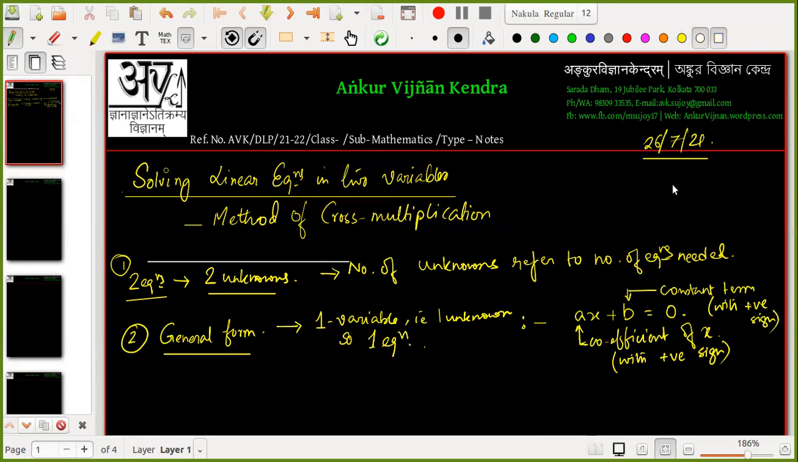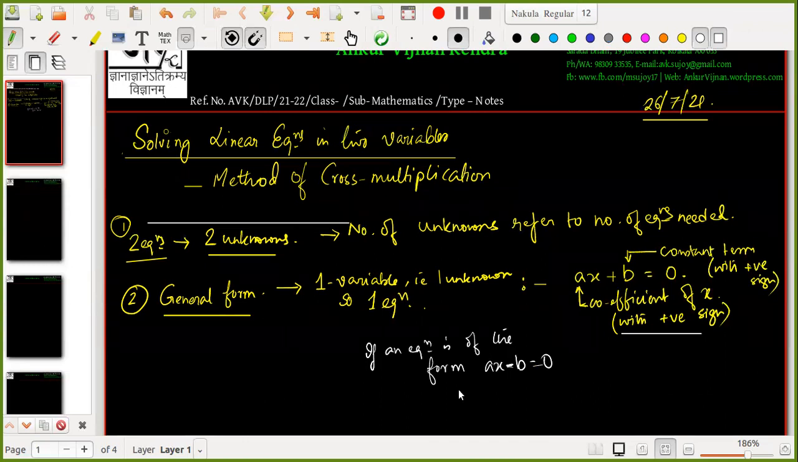Why do I refer to this positive sign over here? Because if an equation is of the form ax minus b equal to 0, we will write ax plus or minus b equals to 0 to refer to the concept with comparison to the general form.